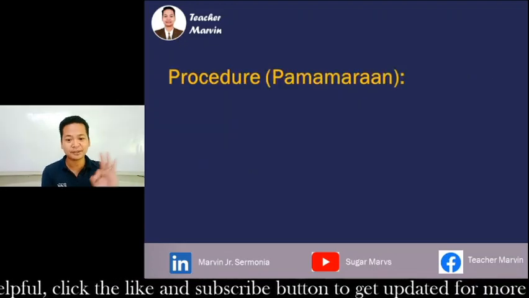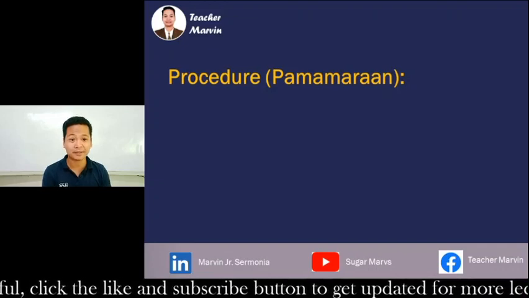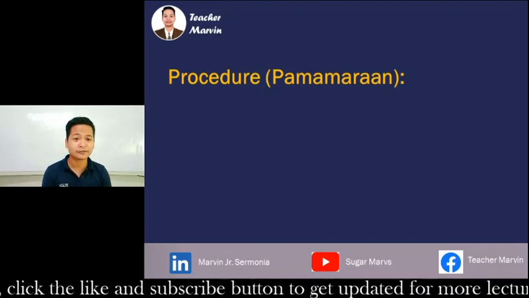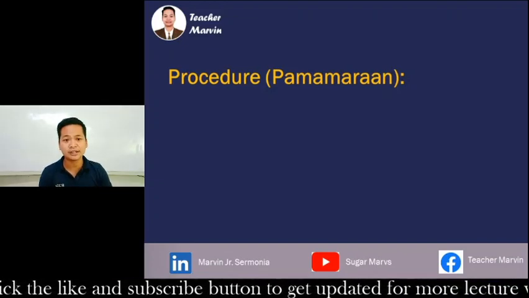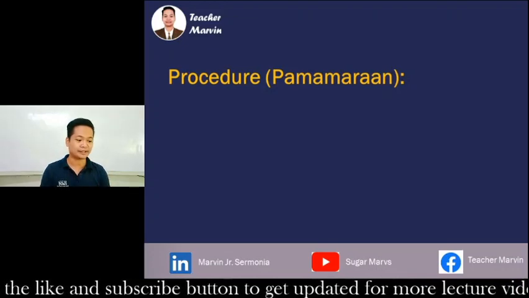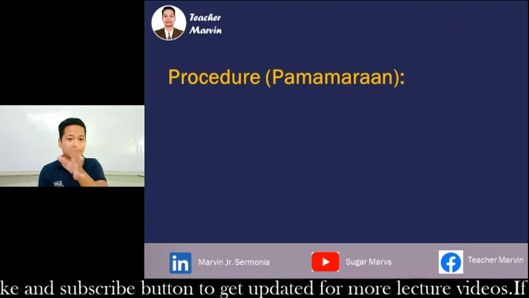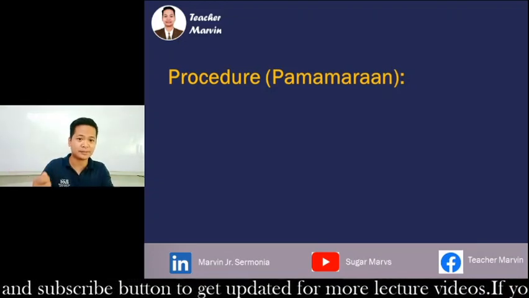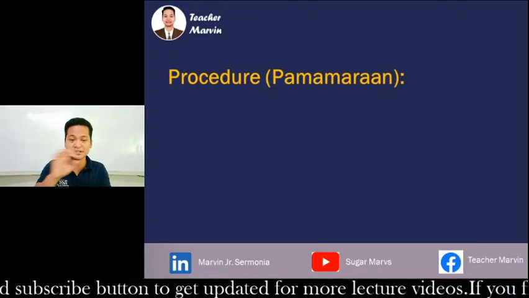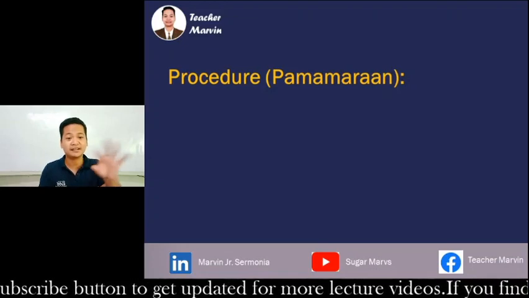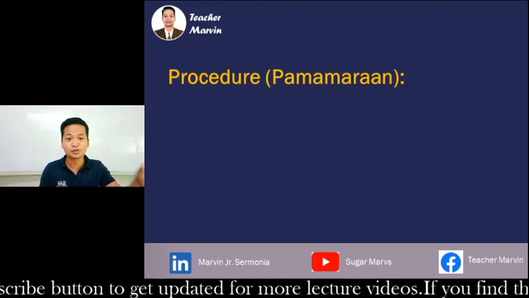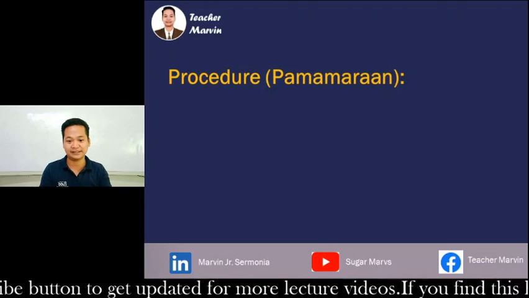And third part is the procedure, or pamamaraan. Now in your paper, for a detailed lesson plan in the procedure, you need to divide your paper into two. Okay? So hatiin mo siya sa dalawa. The one on the left side of your paper, if you're facing your paper, must be teacher's activity. And then the other one is student's activity, or pupil's activity.